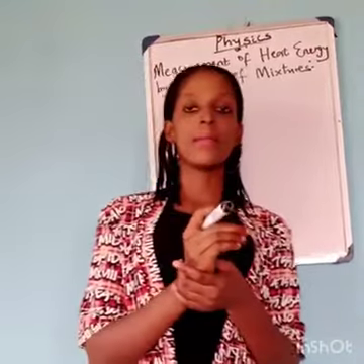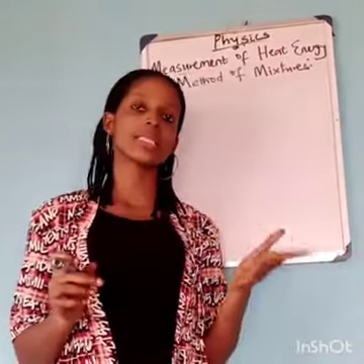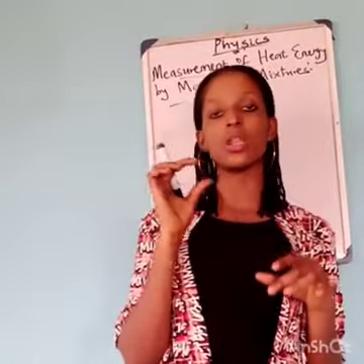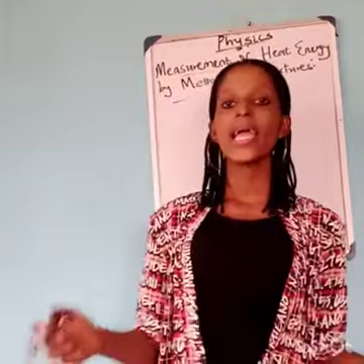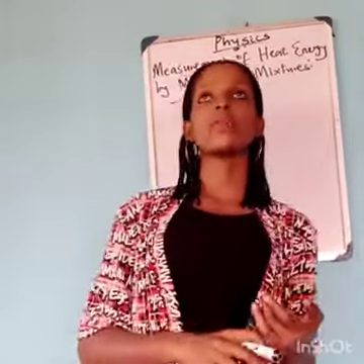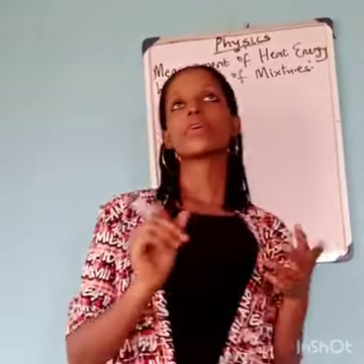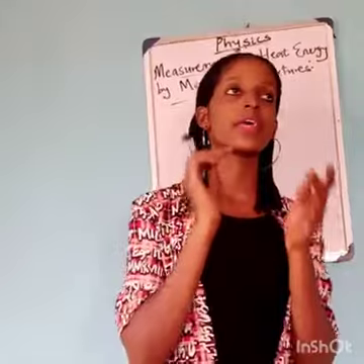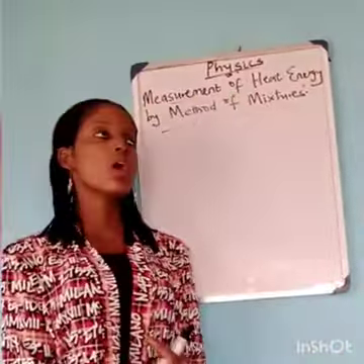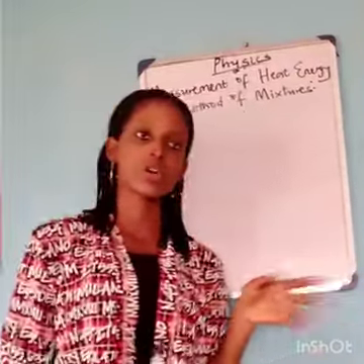This calorimeter most times is lagged with an insulator, most times cotton wool. This is to enable the heat energy not to be lost to the environment. Again, you have to know that this calorimeter most times is made with either copper or aluminium, because they are wonderful conductors of heat.